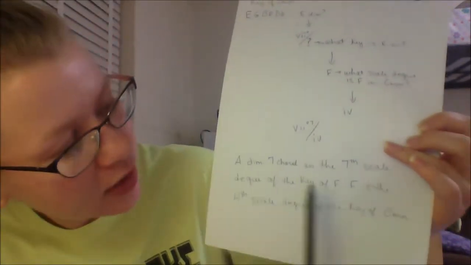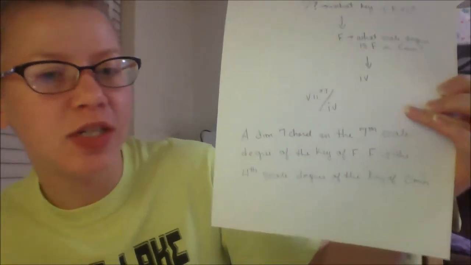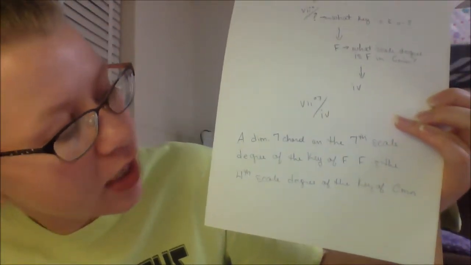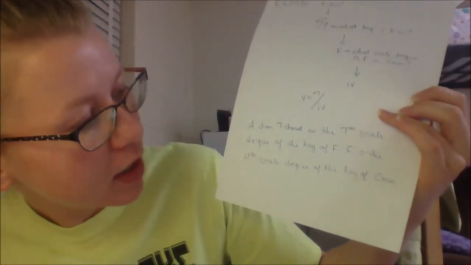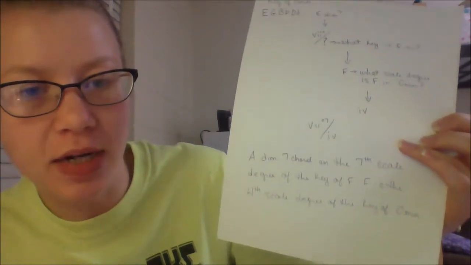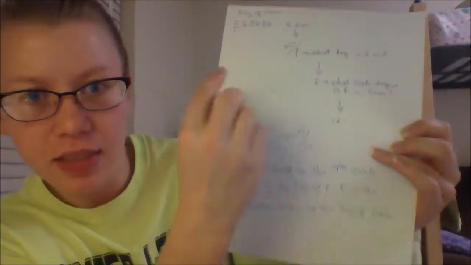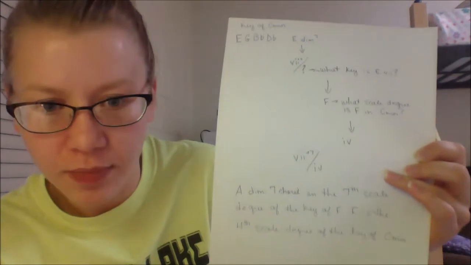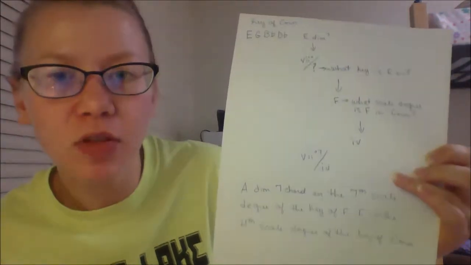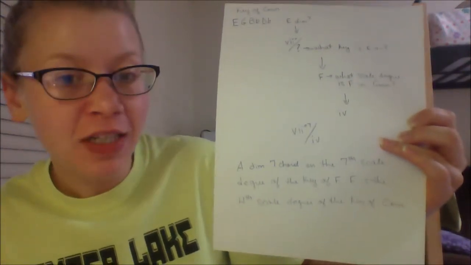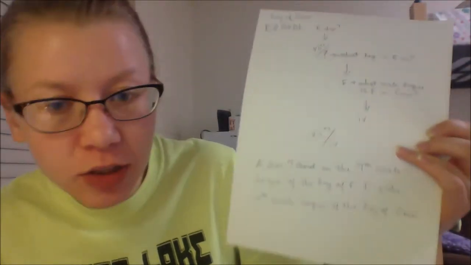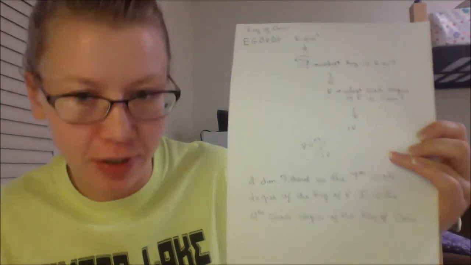I've also written out this little explanation at the bottom that states a diminished 7 chord on the 7th scale degree of the key of F. That's kind of what you ended up with. So this E, G, B flat, D flat chord is a diminished 7th chord built in the key of F. F is the 4th scale degree of the key of C minor. So hopefully that makes a little bit more sense to everybody.